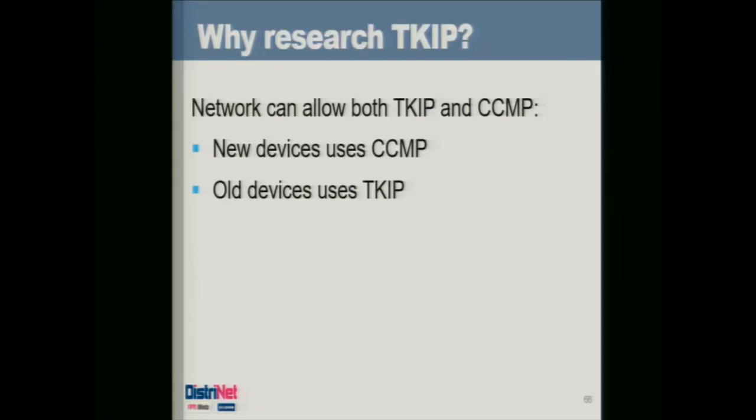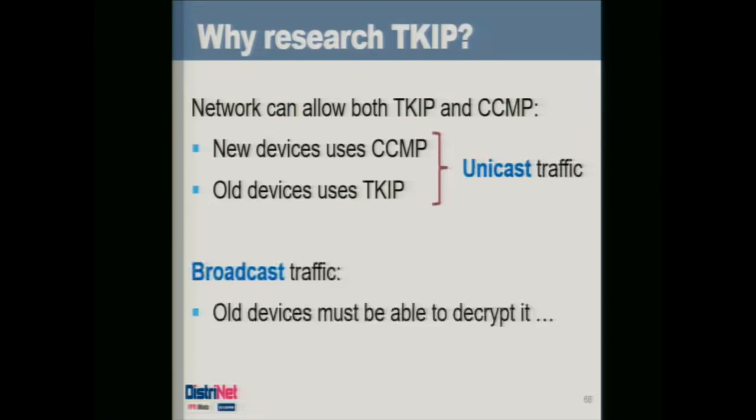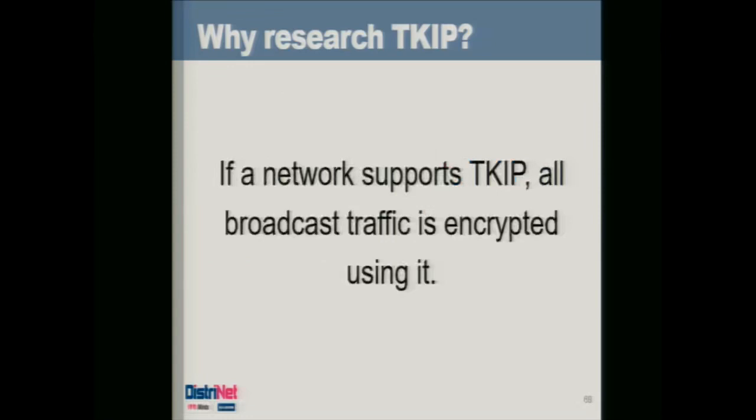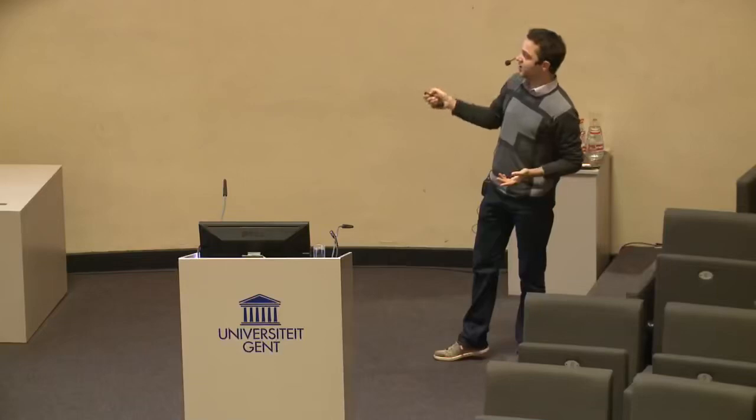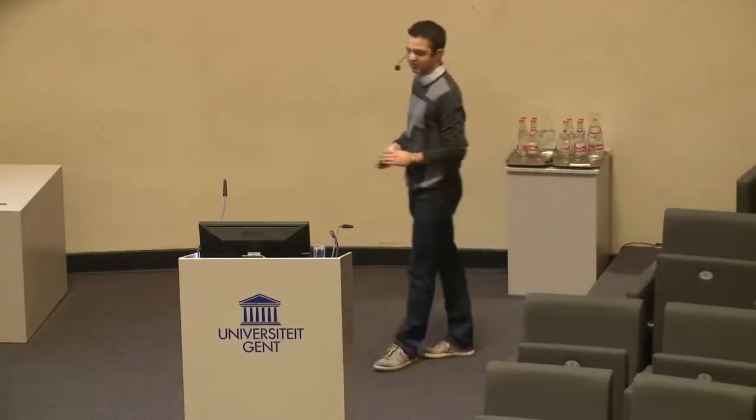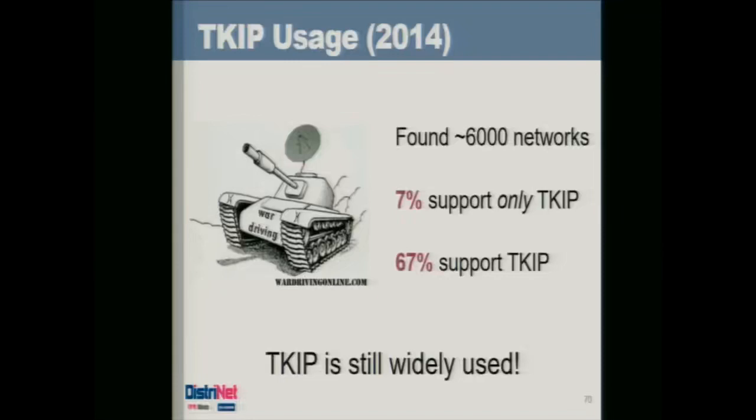This sounds very well, but this is only the case for unicast traffic. If you look at broadcast traffic, it has to be received by every device. This means it has to be TKIP, so even old devices can decode it. In other words, if your network supports both TKIP and the AES CCMP variant, TKIP will be used to encrypt broadcast traffic. And we did a quick experiment. We monitored Wi-Fi networks nearby, and we found that more than two thirds of networks actually will use TKIP to encrypt their broadcast traffic, which is a very significant amount, so it's still widely used.